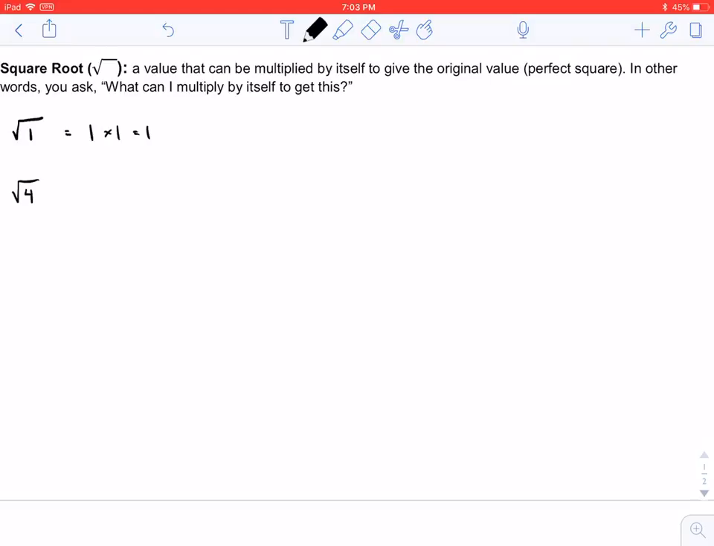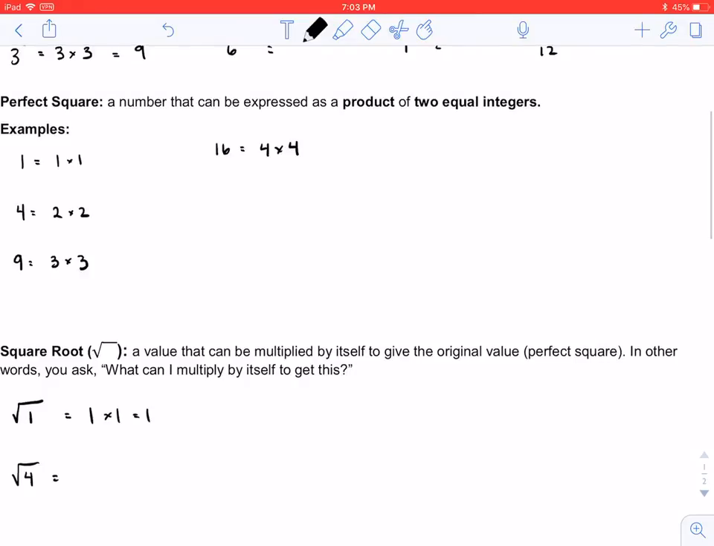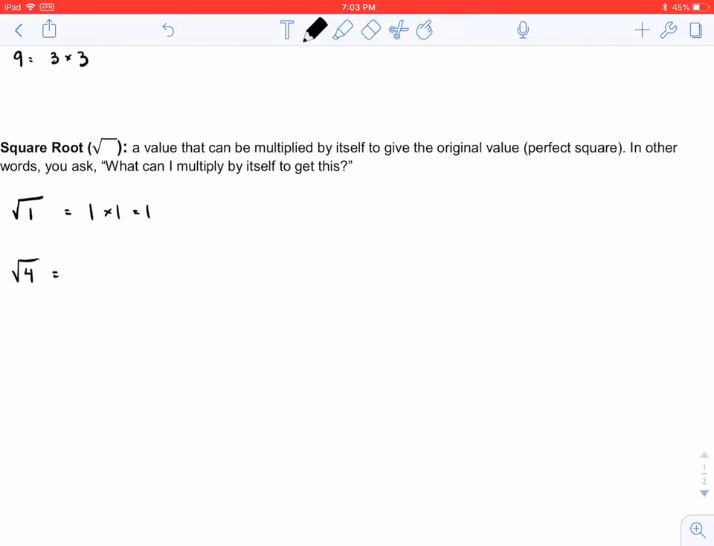And 4, we ask ourselves, what can I multiply by itself to get 4? If you look up here, 2 times 2 is equal to 4. So the square root of 4 is 2, because 2 times 2 is equal to 4. I'll give you one more. The square root of 9 is equal to 3, because 3 times 3 is equal to 9.